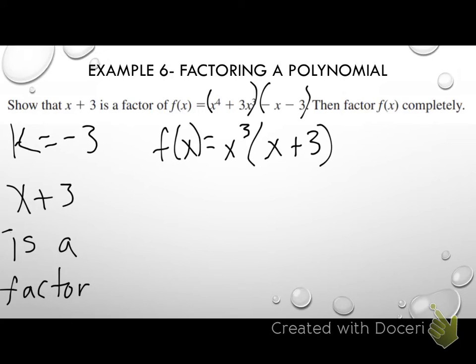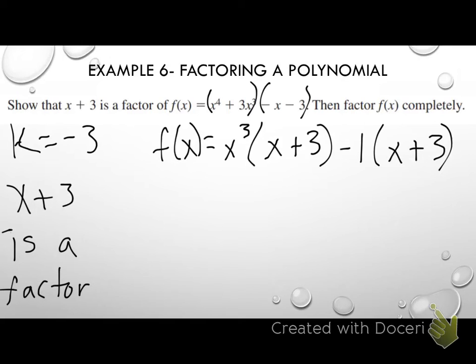Plus 3. Everyone good with that? Okay, what would be a good common factor for those last two terms? Negative 1. Negative 1 times what would give me negative x? X. Negative 1 times what would give me negative 3? Negative 3.